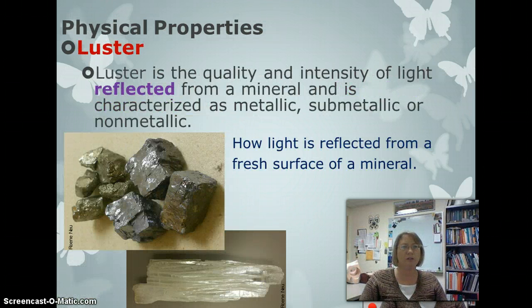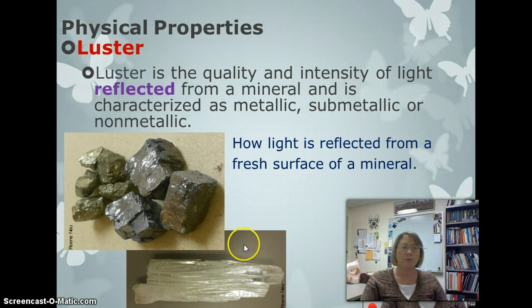Next would be luster. Luster is the quality and intensity of light reflected from a mineral and is characterized as metallic, submetallic, or non-metallic. When we're looking at luster, it's how the light is reflected from a fresh surface of a mineral. Is that fresh surface reflecting back to us a color that appears to be metallic in nature, like gold or silver? If we look at the image up here in the corner, we see galena and pyrite. Galena and pyrite both show up as a silver and a gold color. This would be referred to as a metallic luster.